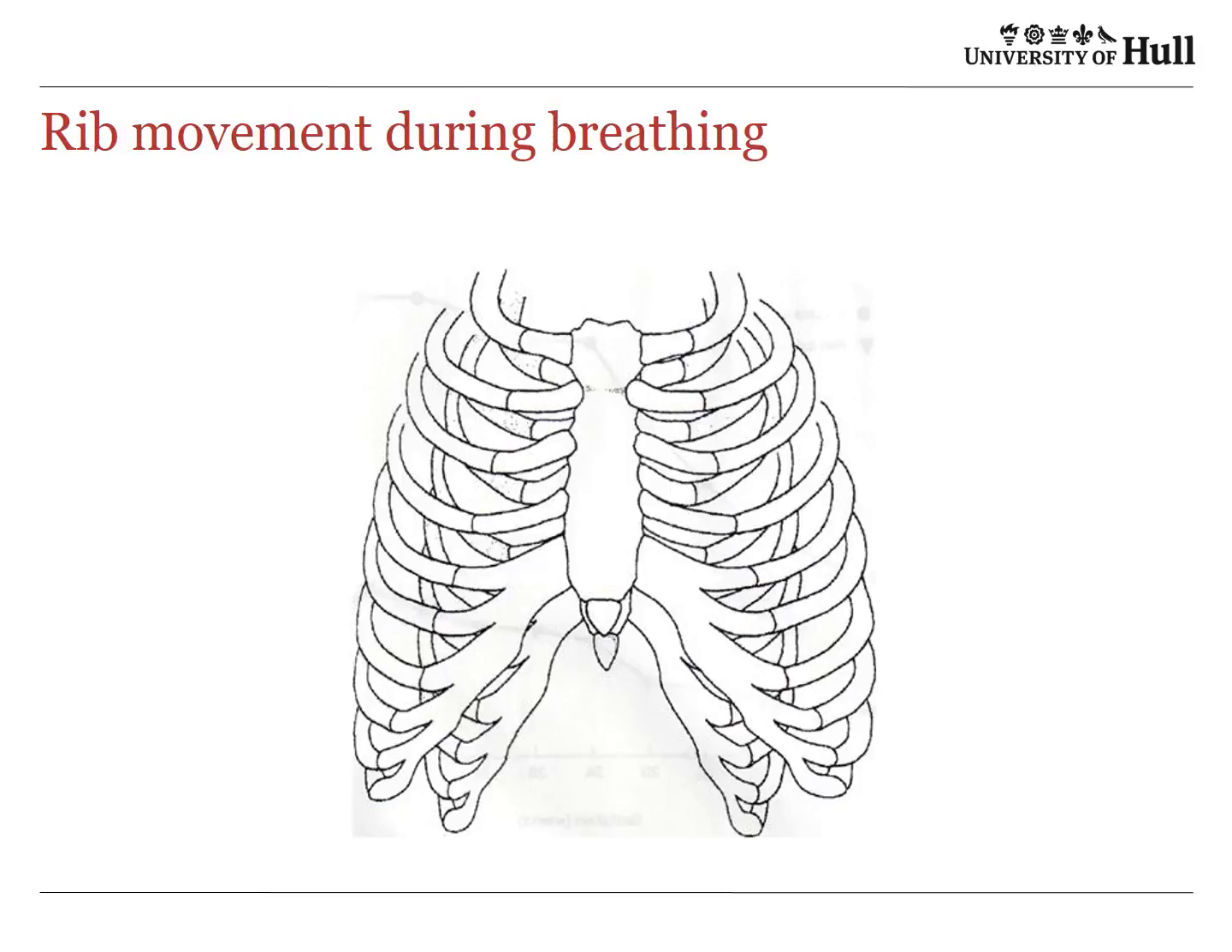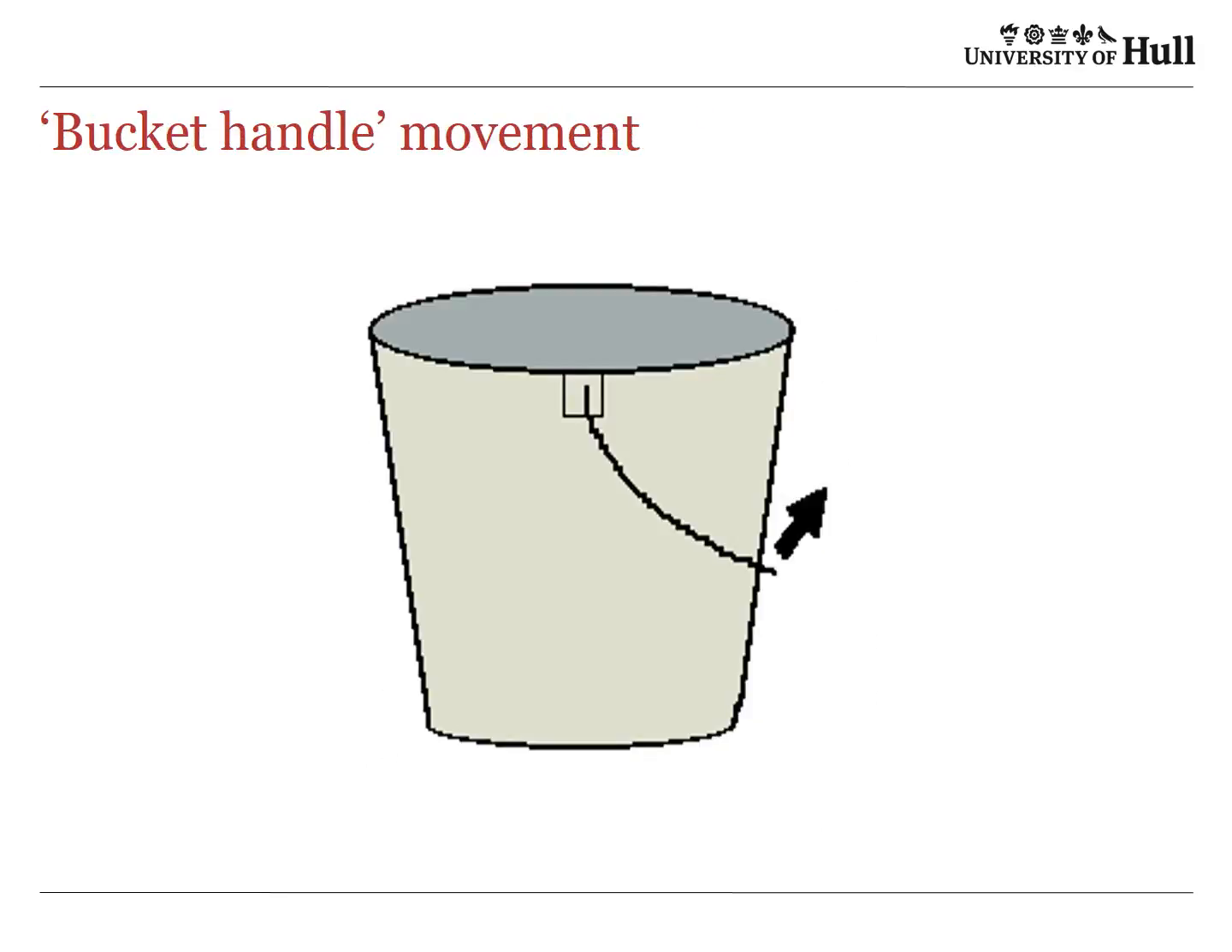Breathing is achieved as the rib cage moves up and down. The rib cage is raised by the intercostal muscles and lowered automatically. Sometimes during forced expiration or in some lung disease, the intercostal muscles are required to force the expiration as well. This movement is known as the bucket handle movement, and we can see why. The movement of the ribs is rather like a bucket handle being raised up and down.